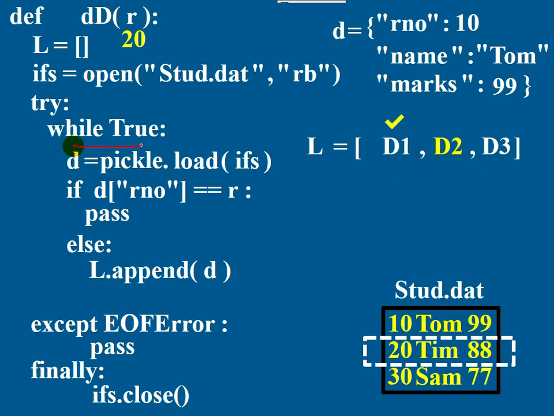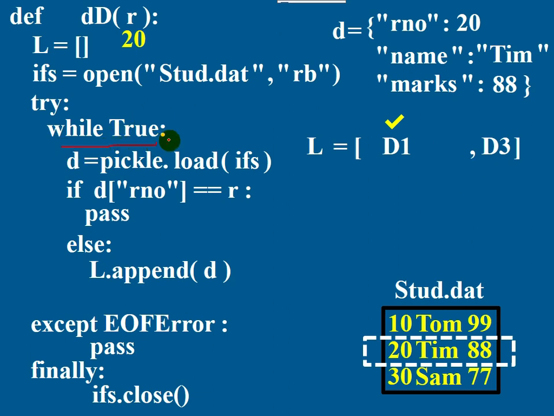Again, because of infinite while loop, second dictionary retrieved from the file, and your D points to the second dictionary. Now what is D of roll number? 20. So 20 equal to 20, condition true, so nothing to be done. This dictionary should not be appended to the list L because this is the record that we want to delete, so D2 will not be there in the list.